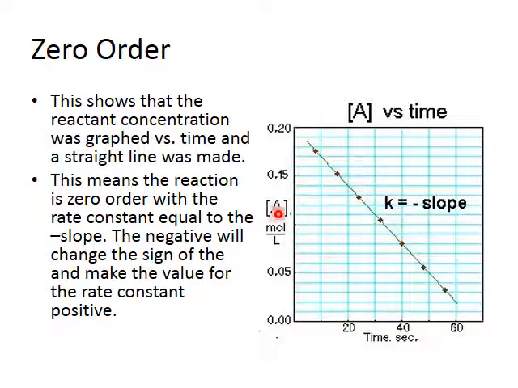So we've got concentration of chemical, moles per liter, molarity over time, and we can see we get a nice straight line for that. So this means that our reaction is zero order with the rate constant equal to negative slope. So we just find the slope of the line, change its sign, and we'd have our rate constant, k. So anytime we see a graph with a straight line and we see concentration and time graphed, we know zero order reaction.